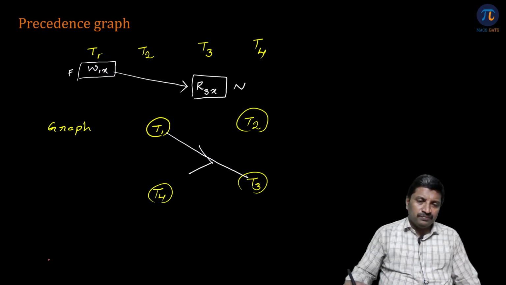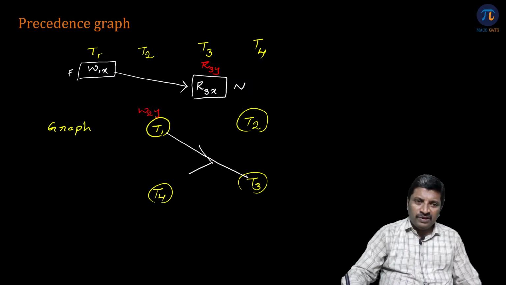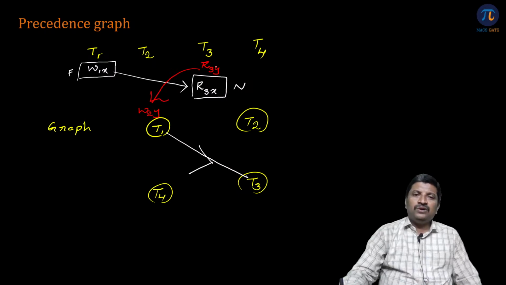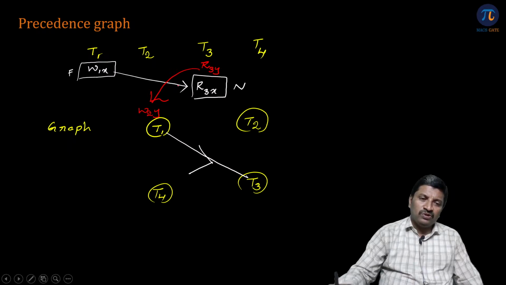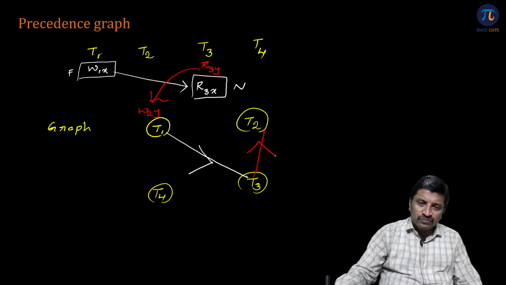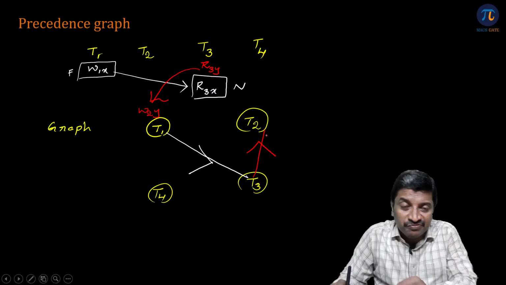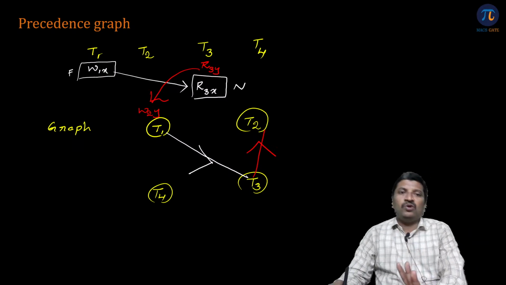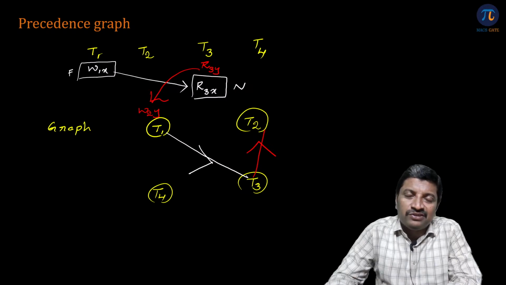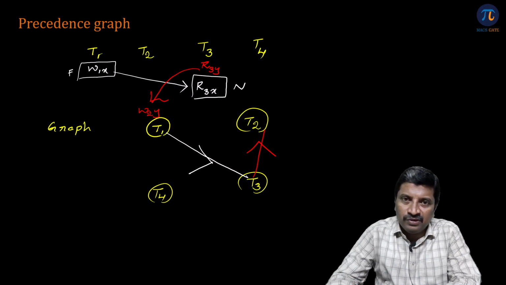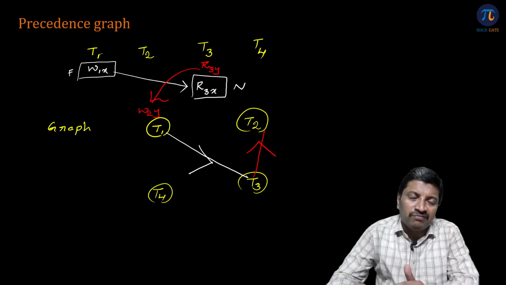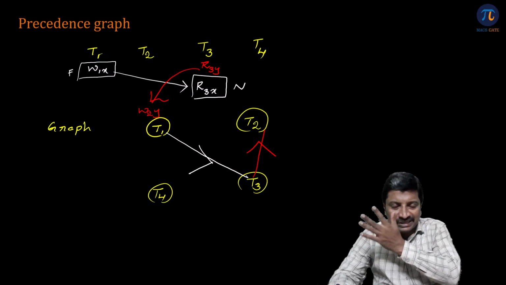Suppose I have one more example. Here T3 is reading the value of Y. Somewhere T2 is writing the value of Y. In this context, this is conflict. Who is the first fellow, sir? T3. Who is the second fellow, sir? T2. So I need to draw a line from T3 to T2. It should be a directed edge. Why directed edge? I need to specify who is first, who is next. Hope you understand it. Like this, for every conflict operation, I need to write the corresponding line. If the line already we have drawn, then no need to draw it. So for every conflict pair, we need to draw a directed line from the first fellow to the second fellow or the next fellow.